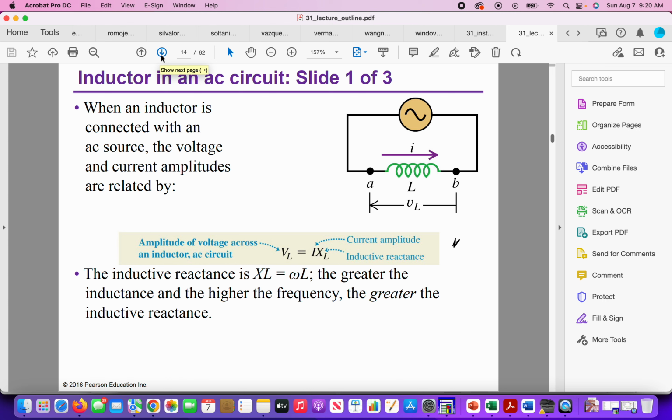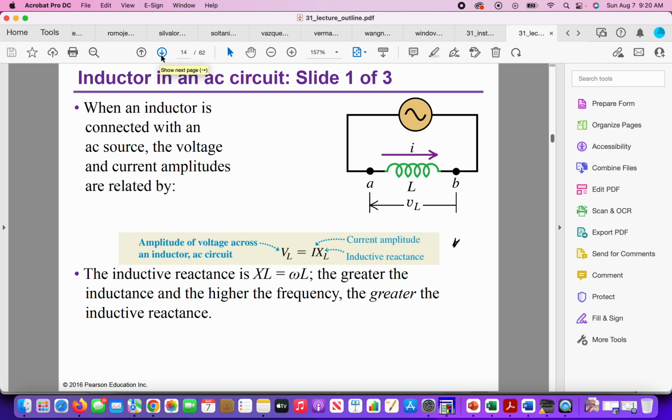Now let's talk about the same thing for an inductor. An inductor is a coil. Remember, the inductor is going to resist the current building up, because the coils have an EMF that opposes that increase, and therefore there is going to be a delay.